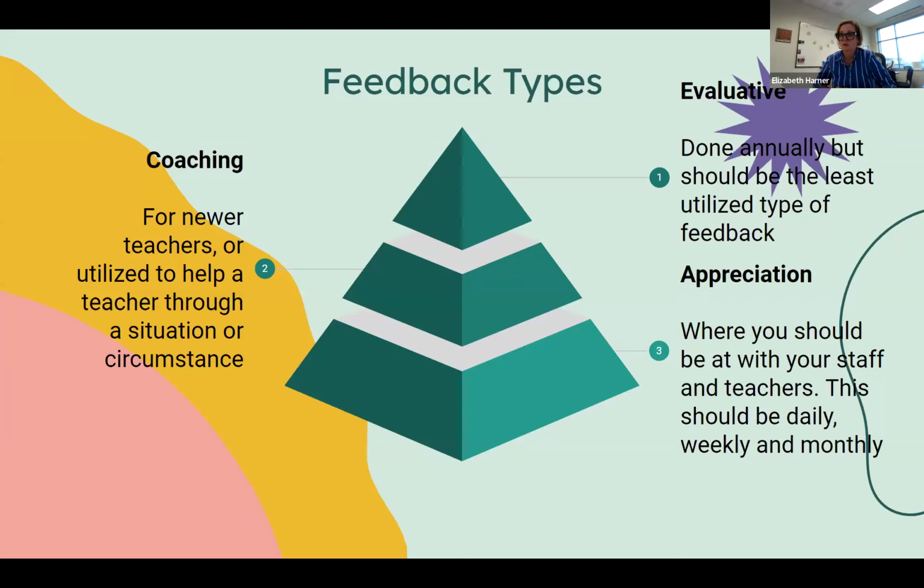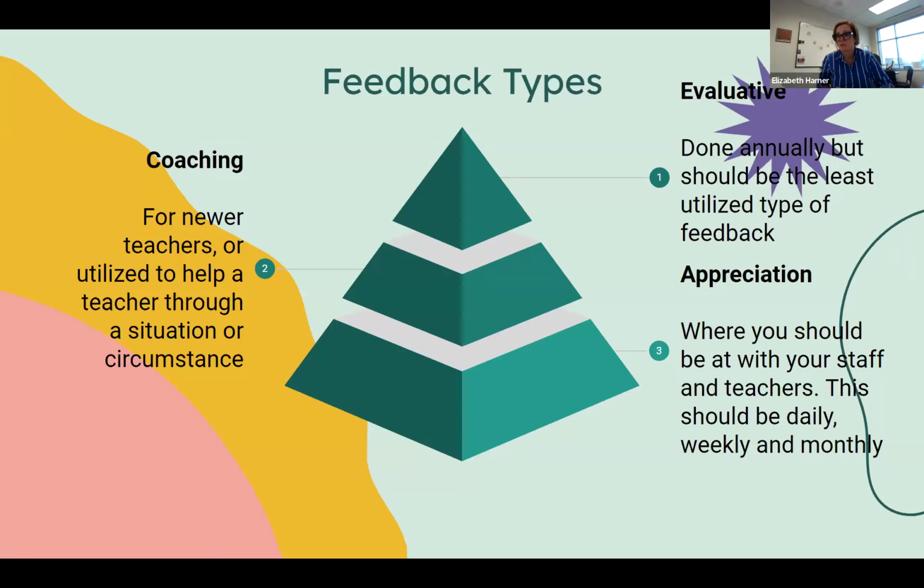I know as a teacher, I wouldn't feel super comfortable having a leader telling me 1 time a year how things are going, or asking those questions. The second tier of that I'll talk more about is coaching.